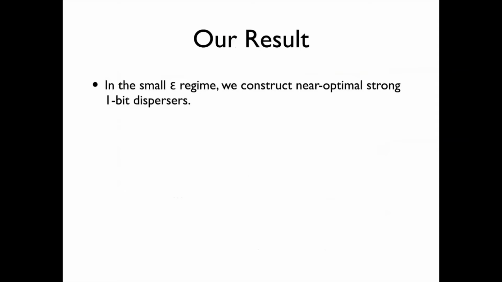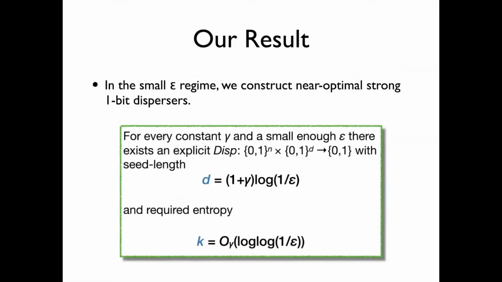So here's our result in the terminology of dispersers. In the small epsilon regime, we construct near optimal strong 1-bit dispersers. For every constant gamma and small enough epsilon, there exists an explicit disperser with seed length D, which is (1 plus gamma) log 1 over epsilon, and the entropy is O of log 1 over epsilon, where the constant here depends on gamma.